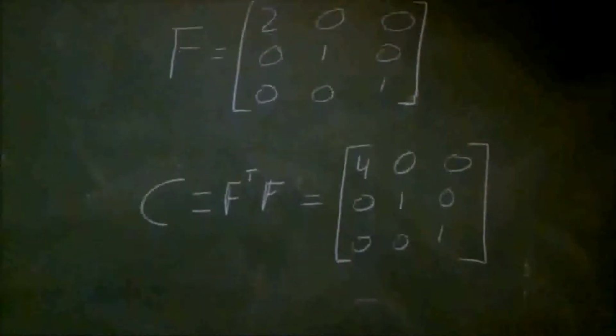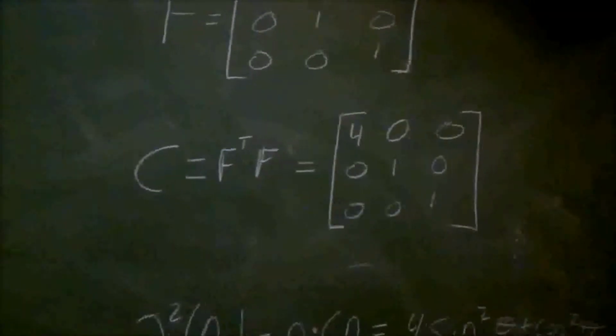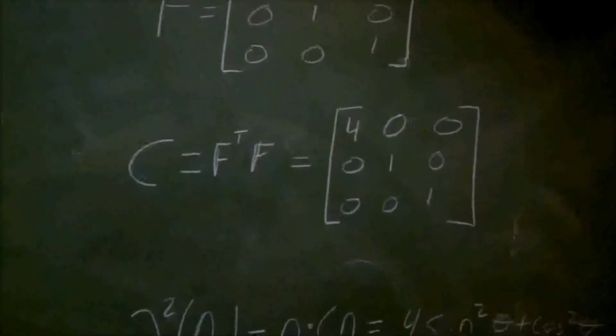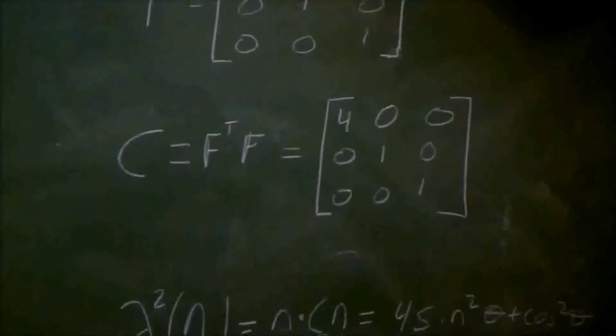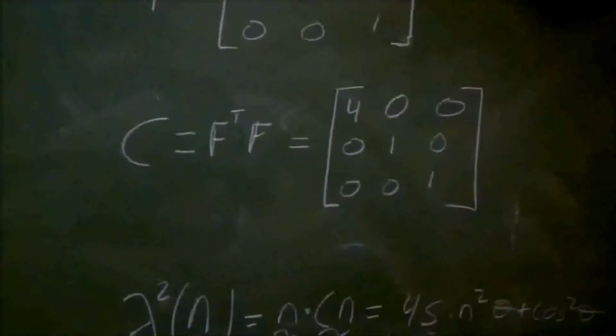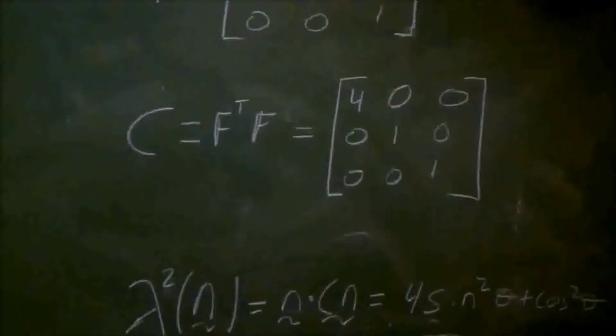Next step, we need to find the tensor C. That's simply F transpose multiplied by F. Matrix multiplication gets you 4, 0, 0 in the first row, 0, 1, 0 in the second row, and 0, 0, 1 in the third row.